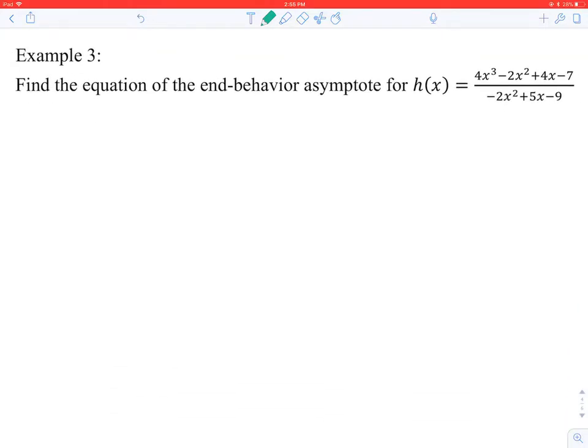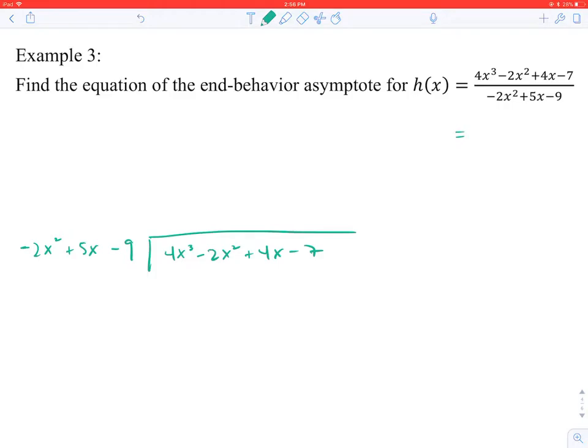So let's move to example 3. What we're going to do first is rewrite h of x in a different form. And we're going to do that by dividing the denominator into the numerator. So we're going to do some polynomial long division. And just remember that bar is a division bar. So we're going to divide negative 2x squared plus 5x minus 9 into 4x cubed minus 2x squared plus 4x minus 7.